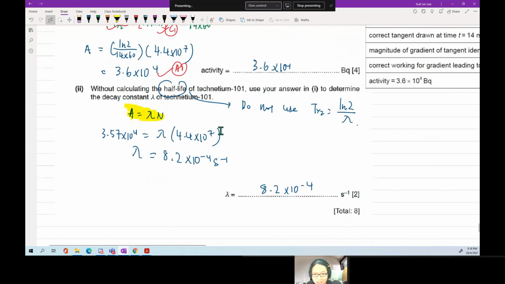This is the slightly longer way. You find the activity or the gradient of the tangent line at a given time, and then use A equal to lambda N to substitute with N. So this is what we mean by graph. So there are certain graphs where they will ask you to find half-life, but in this case, they were very straightforward. They say without calculating half-life. So don't risk it.